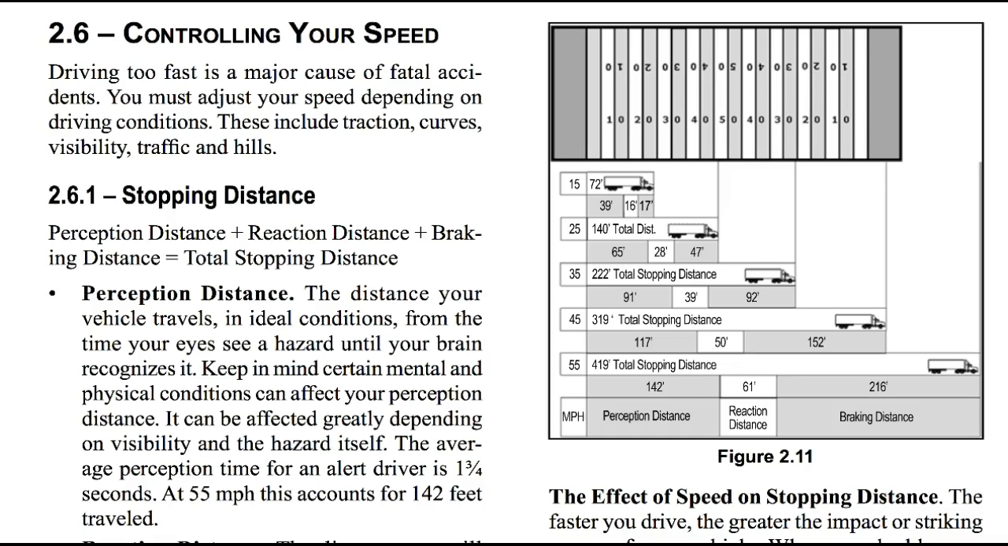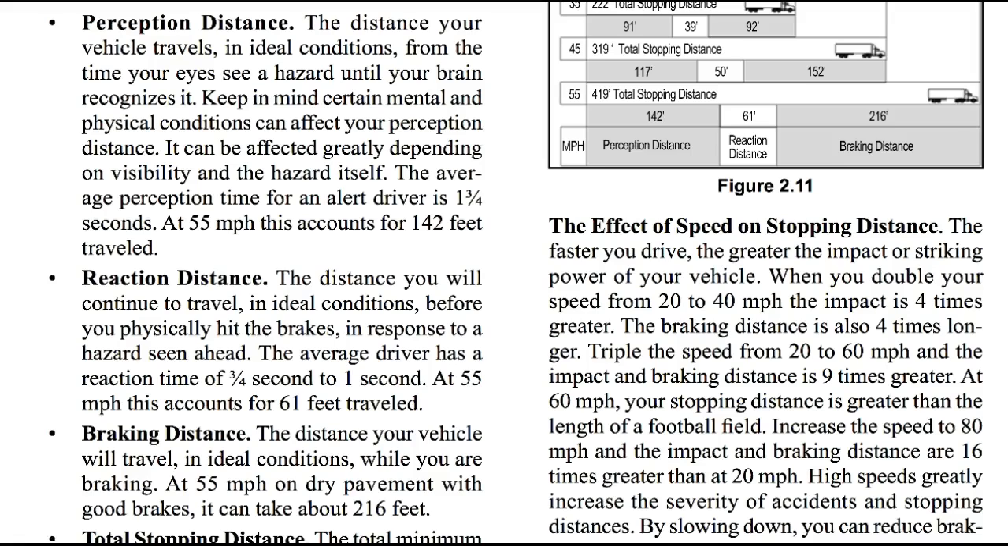Controlling your speed. Driving too fast is a major cause of fatal accidents. You must adjust your speed depending on driving conditions. These include traction, curves, visibility, traffic, and hills. Now, stopping distance. Perception distance plus reaction distance plus braking distance equals your total stopping distance.